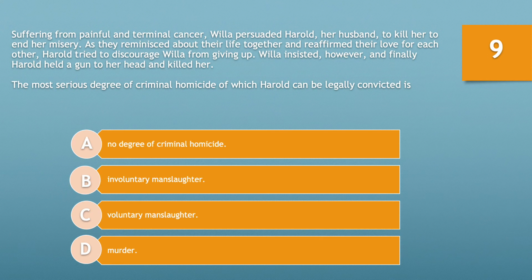Question number 9. Suffering from painful and terminal cancer, Willa persuaded Harold, her husband, to kill her to end her misery. As they reminisced about their life together and reaffirmed their love for each other, Harold tried to discourage Willa from giving up. Willa insisted, however, and finally Harold held a gun to her head and killed her. The most serious degree of criminal homicide of which Harold can legally be convicted is A. No degree of criminal homicide, B. Involuntary manslaughter, C. Voluntary manslaughter, or D. Murder. Take 10 seconds, choose the best option now.